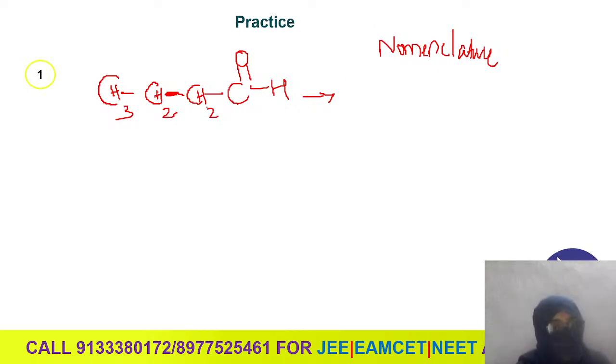You will find here 1, 2, 3, 4 carbon atoms. You will find 4 carbon atoms here. Hence, wherever you have 4 carbon atoms, you will be writing as but. You know that 4 means but.